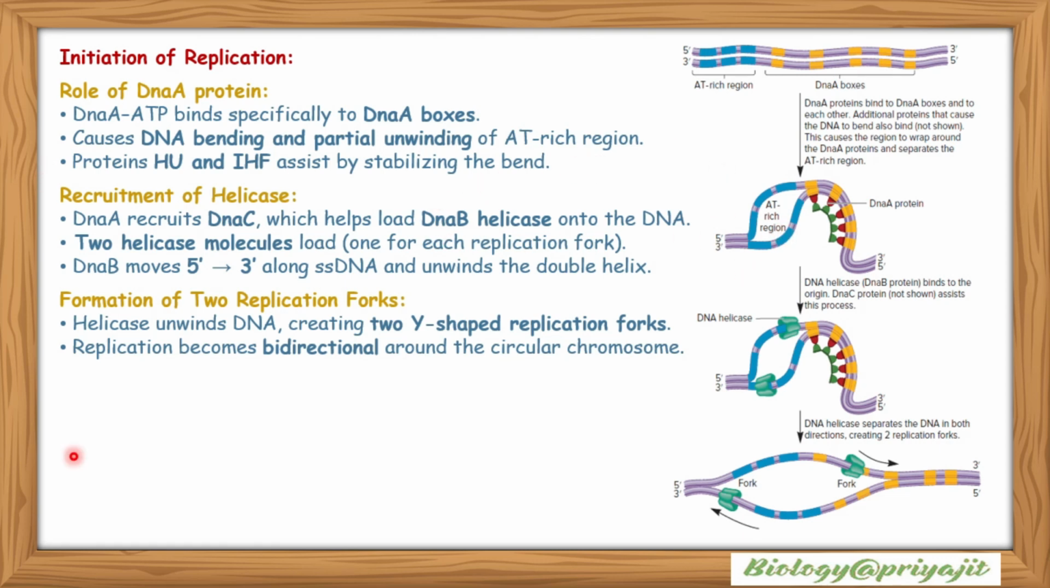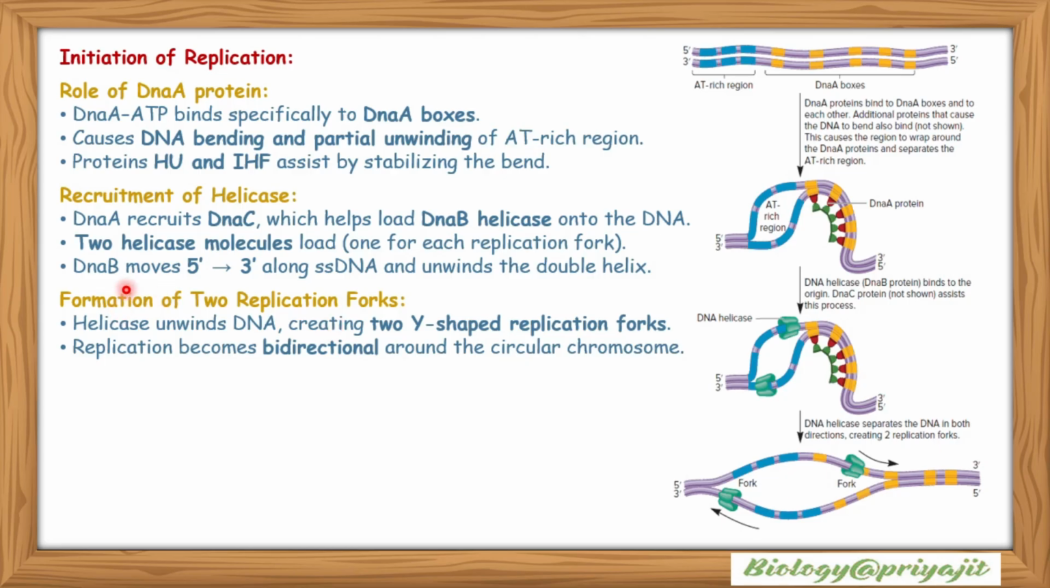Then recruitment of the helicase. DNA helicase, or DnaB protein, binds to the origin, and then DnaC protein, which is not shown here, assists in this process. DnaC acts as a recruiter and DnaB acts as a DNA helicase. So DnaA recruits DnaC, which helps to load DnaB helicase onto the DNA. Two helicase molecules load, one for each replication fork. There are two replication forks, and for each replication fork there is one DNA helicase protein.